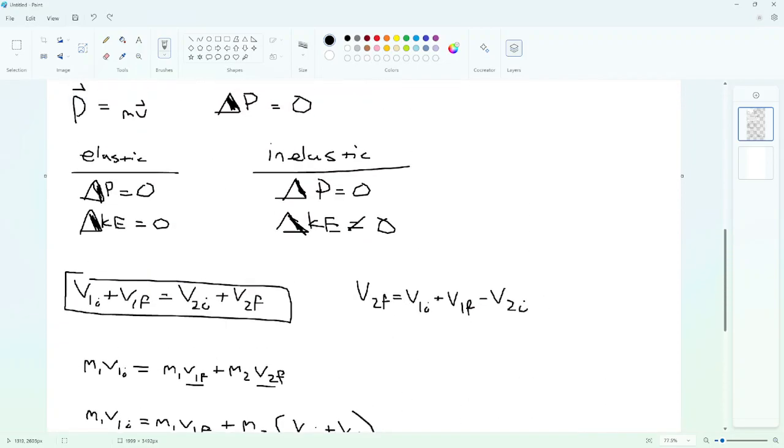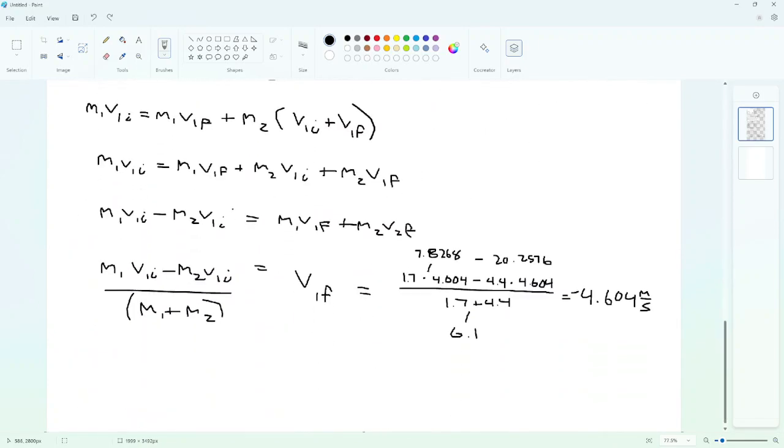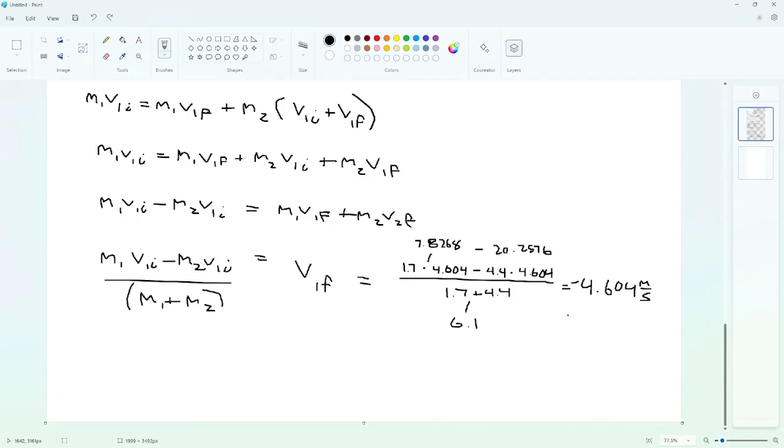So what this is saying is after this ball hits, this ball goes back, going this way, at a velocity of negative 4.604 meters per second. That is peculiar. It is indeed peculiar because I got the wrong answer. The answer I should have gotten was negative 2.038 meters per second.